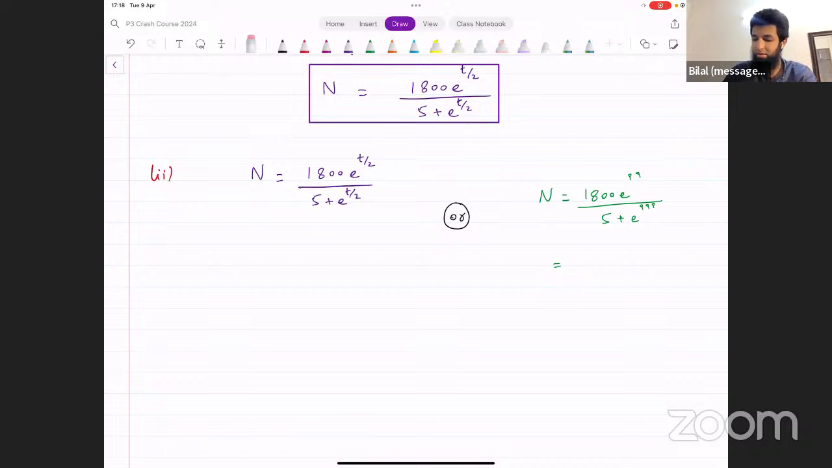So try 99. 99 over 2, 99 over 2. That should give you a result. It gives you 1800. So it's not 1, it's 1800. Now, how does that make sense?